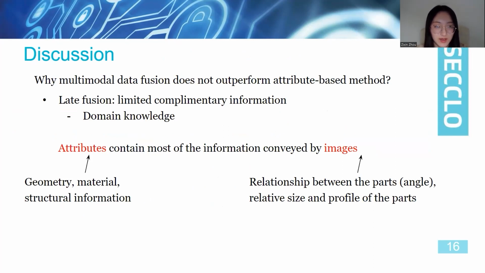Now let's discuss the reason behind this. Why doesn't the multimodal data fusion improve the performance of the attribute-based method? We will look at it from two different methods. For late fusion, we can say that limited complementary information exists in the two different data sets. From the domain knowledge, we can actually see that attributes contain more information than that conveyed by images. Attributes have the geometry, material, and structural information, which includes the ones conveyed in images, like the relative size and the profile of the parts.